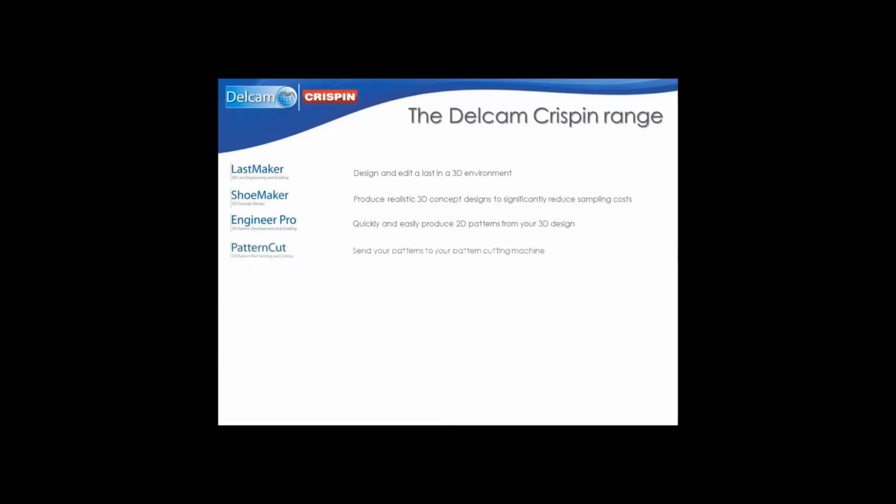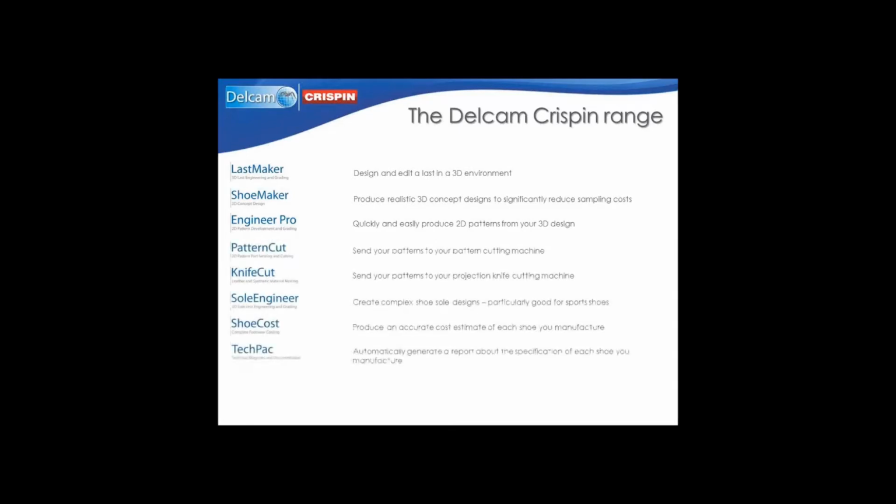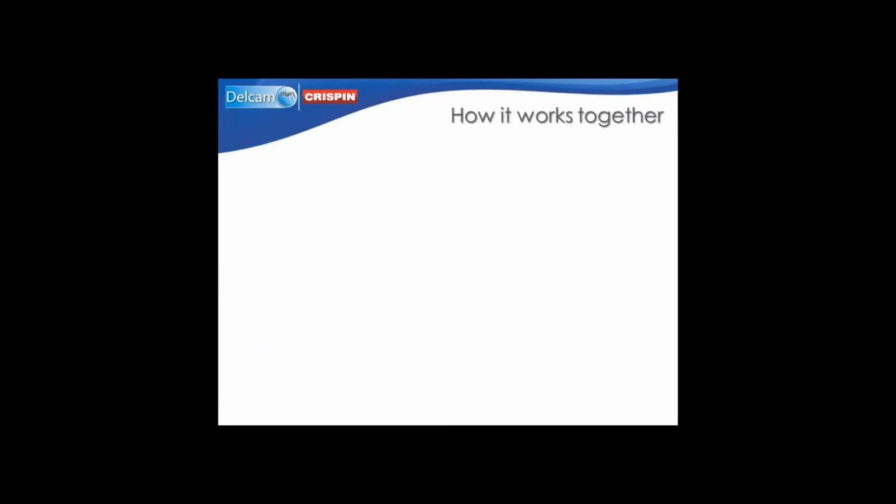Delcam CRISPIN provides a complete solution that covers all aspects of footwear production, including last design, shoe design, pattern making and pattern grading, pattern cutting, sole engineering, costing, and producing a technical specification, as well as an integrated product lifecycle management system. With Delcam CRISPIN, all of these packages work together, so you benefit from better efficiency and you only have one supplier to contact if you need any help or support.